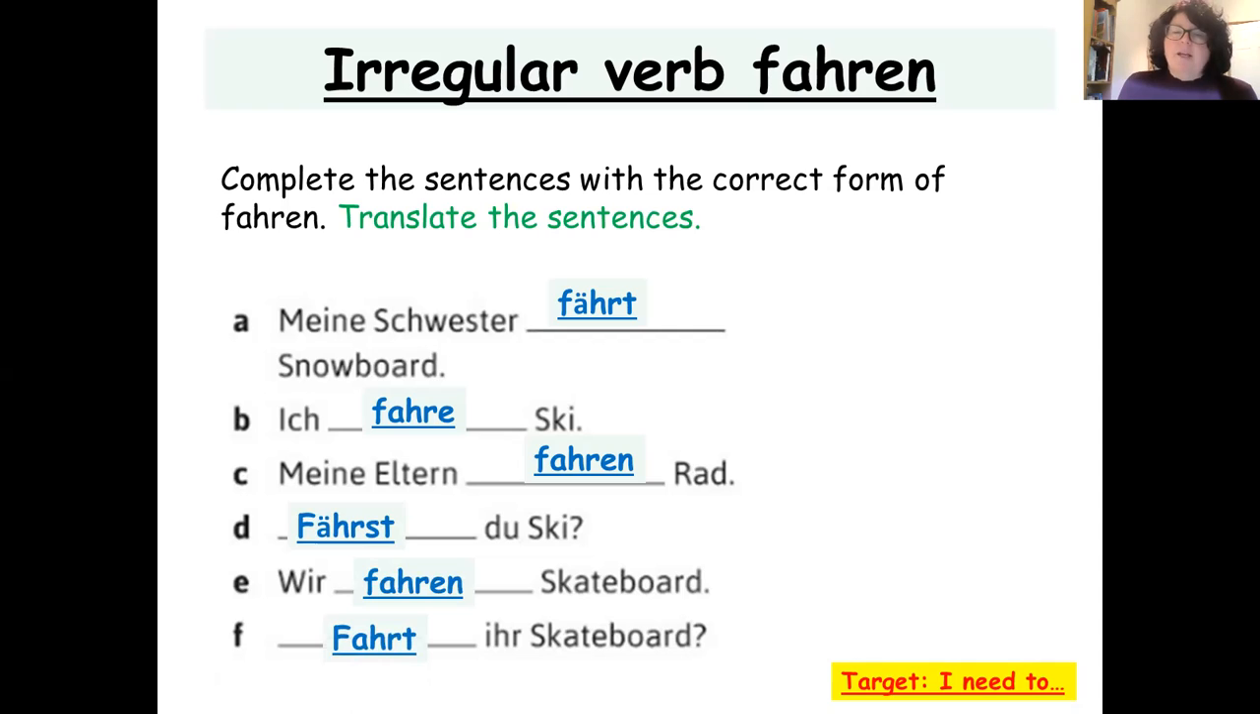Okay, so if you have anything incorrect there, I want you to write down your target. So your target, what is your target? I need to revise my verb fahren. Okay, remember this is a really important strong verb in German. It's irregular. Strong means irregular. So please schreib das auf. Anything that you didn't write down, pause the video while you catch up with either the translation or the verb form. Okay?